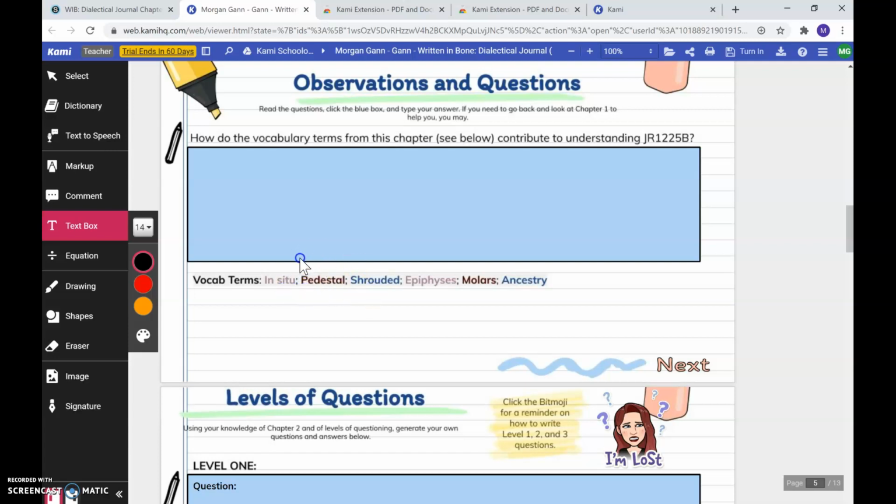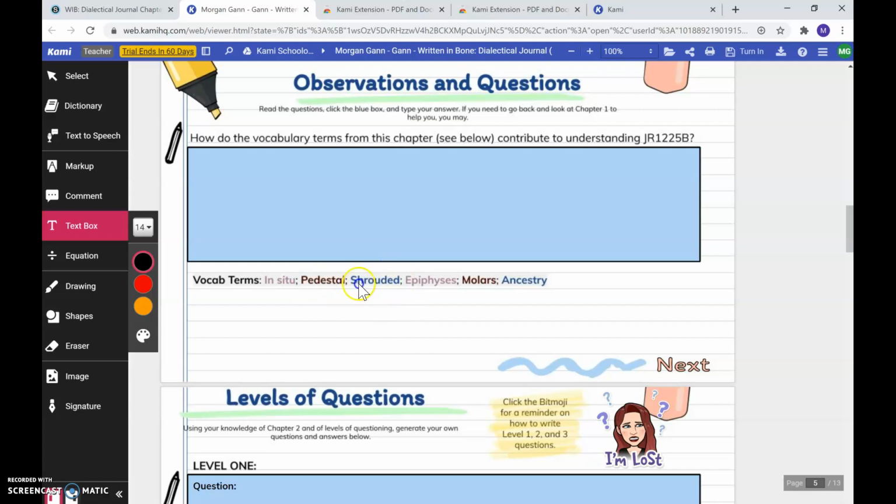Pedestaling something. This is dealing with the dirt. So you need to go back in chapter 2 and find this word. This is when you leave the dirt that the skeleton is on. So leave that base of dirt, but remove everything else.